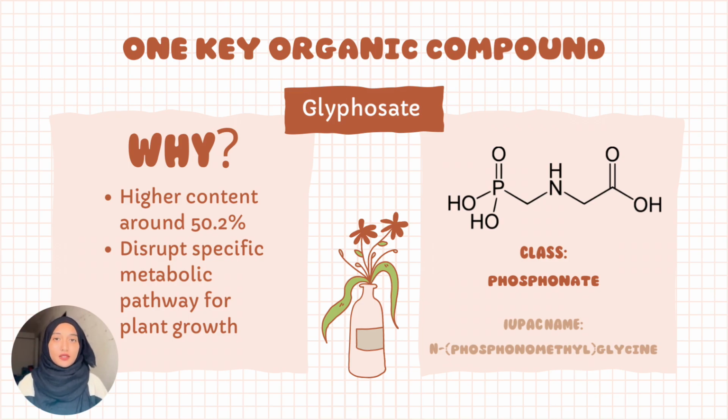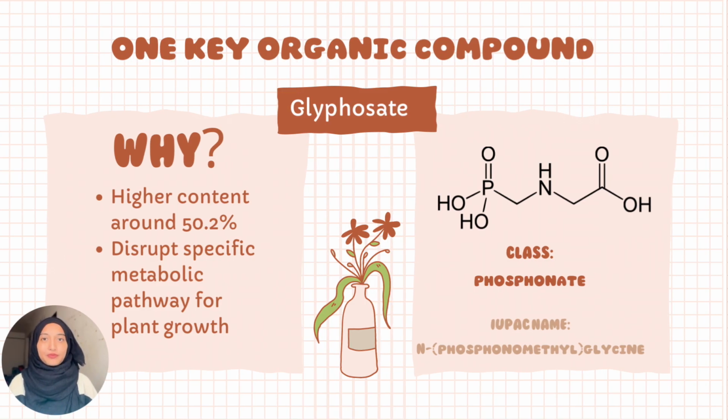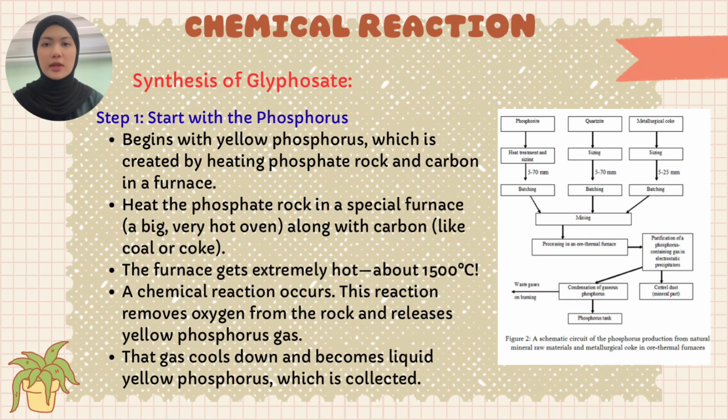Glyphosate is the specific compound with the IUPAC name N-(phosphonomethyl)glycine. Glyphosate can be classified as a phosphonate because it has several functional groups, including a phosphonate group, a carboxyl group, and an amino group. Now, let's go through the synthesis of glyphosate.